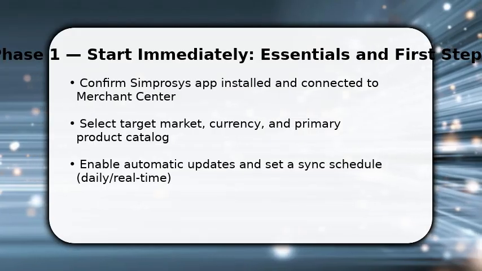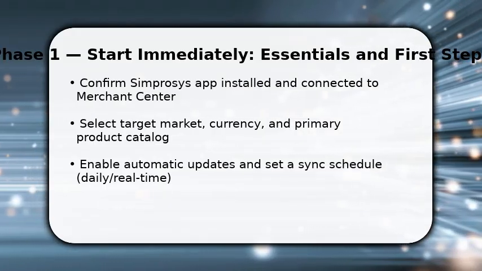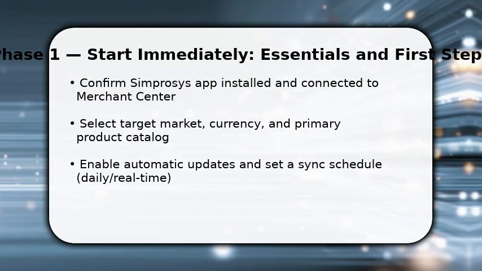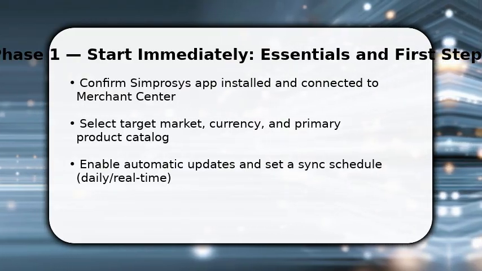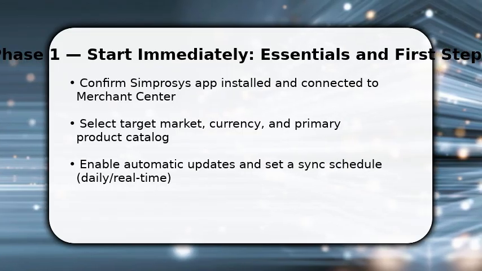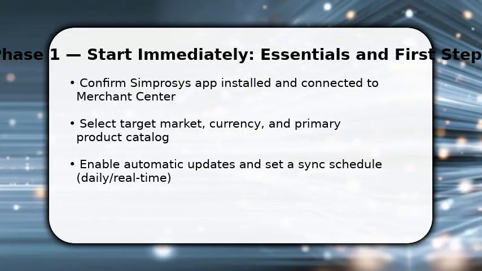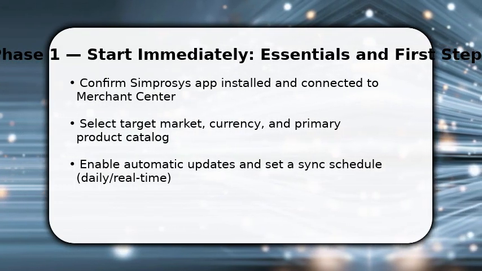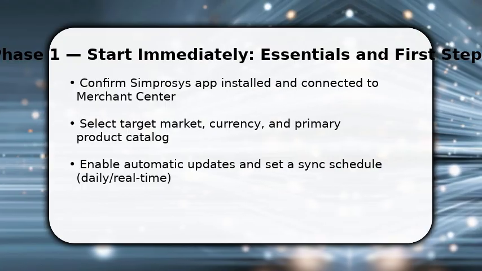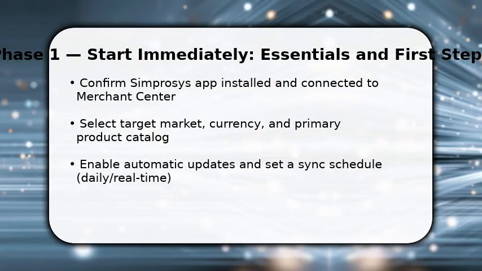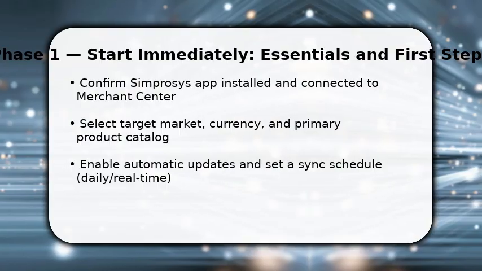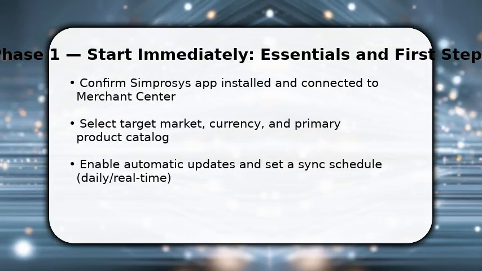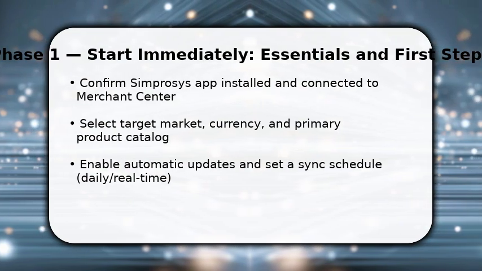You begin by opening Simprosys and connecting it to your Google Merchant Center account. This step grants permissions so the feed can publish. Once done, choose your target country, currency, and the product catalog you want to export. Make sure to enable automatic updates and pick a sync frequency, daily or real-time, so listings stay current. This reduces manual uploads and prevents disapprovals. You're setting the foundation for accurate, consistent product data that Google requires.